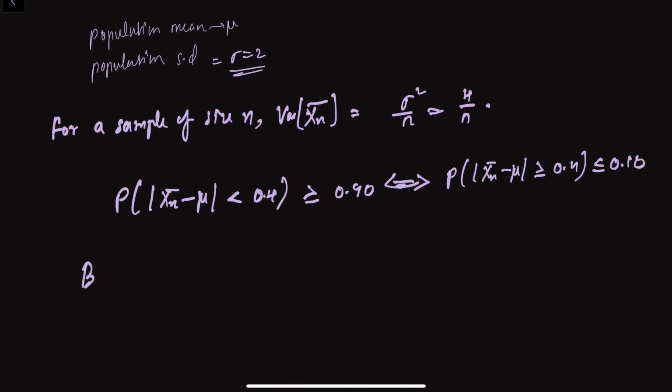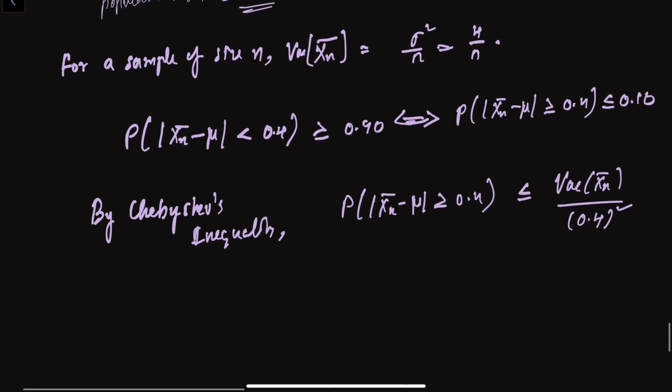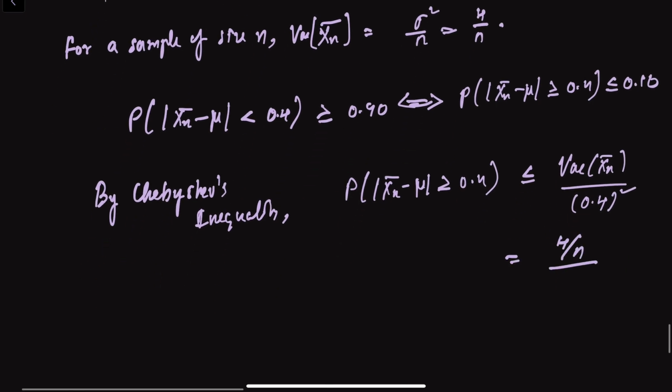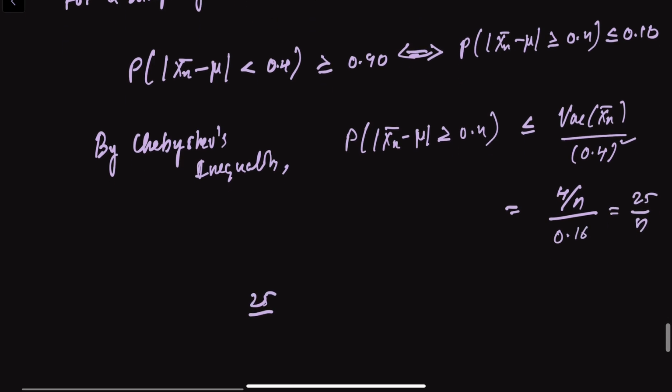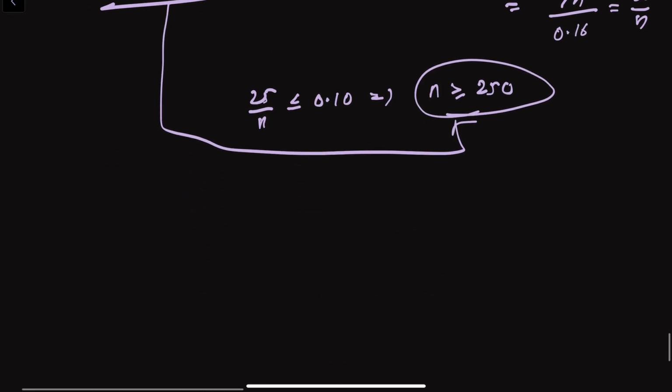So by using Chebyshev's inequality, I can say the probability of mod of X n bar minus mu greater than or equal to 0.4 is less than or equal to the variance of X n bar divided by 0.4 whole squared. That is nothing but 4 by n by 0.16, which is 25 by n. So 25 by n is less than or equal to 0.10. That means n is greater than or equal to 250. So by using Chebyshev's inequality, we are getting a safe choice, which is 250.